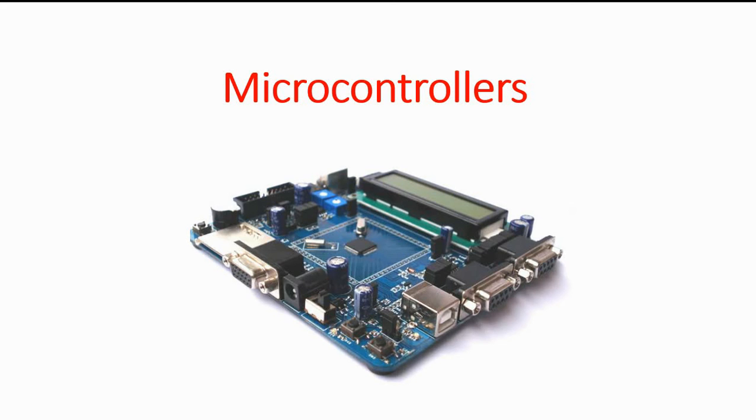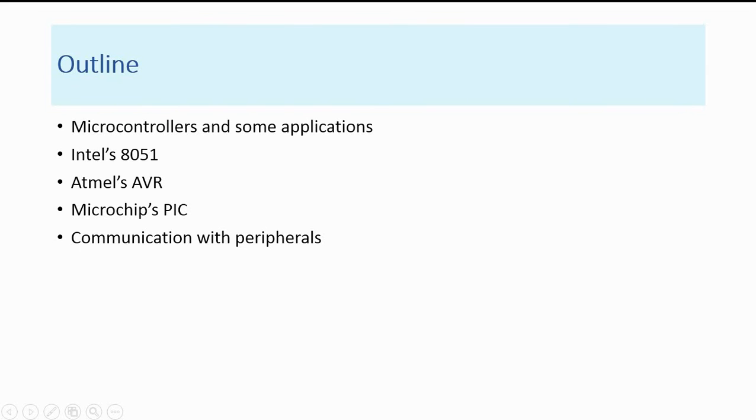Hey, welcome everyone. In this video, I'm going to describe some overview of microcontrollers, some basic concepts of microcontrollers. I will explain what a microcontroller is and some of its applications, and the three major microcontroller families that are Intel's 8051, Atmel's AVR, and Microchip PIC. At last, I will explain how a microcontroller communicates with the peripheral devices.